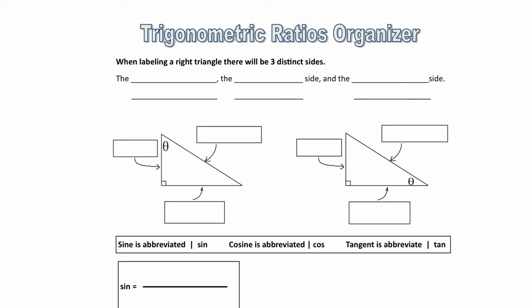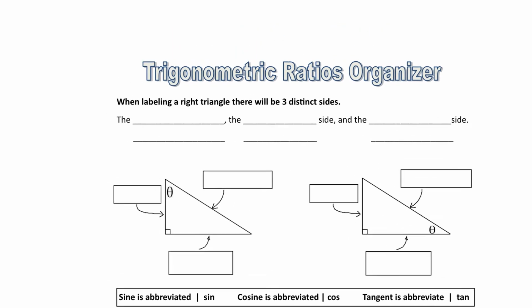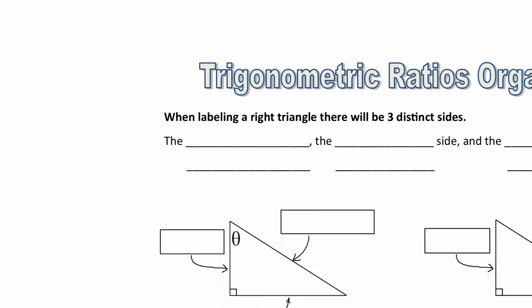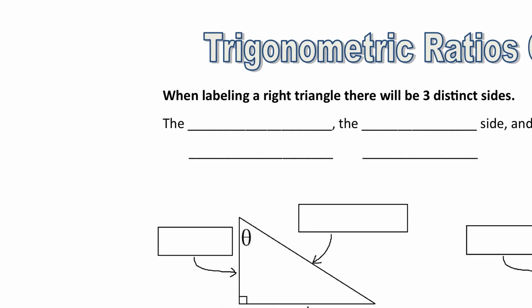Okay, so looking at this right here, we're going to jump more into our trig stuff today. First of all, when we're labeling a triangle, there's going to be three distinct sides. The first side we're always going to label is the hypotenuse. Now, how do we know which side is the hypotenuse?